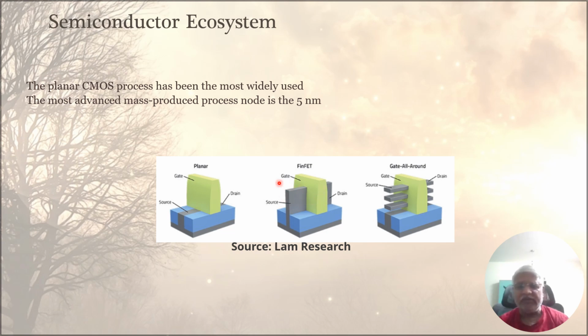You can think of the fin as a fish-like structure. This is one fin, there will be another fin parallel to this, and another parallel to that. So you can consider this a fish with multiple fins. In this fin structure, the current flowing is much better controlled, hence the leakage will be less compared to planar transistors. This is what has happened from 22 nanometers all the way up to 5 nanometers.